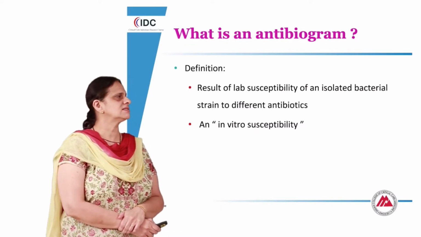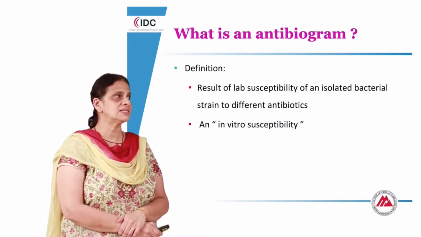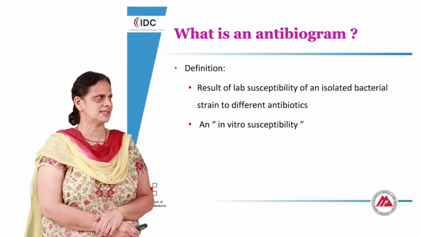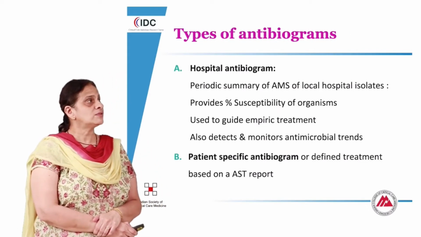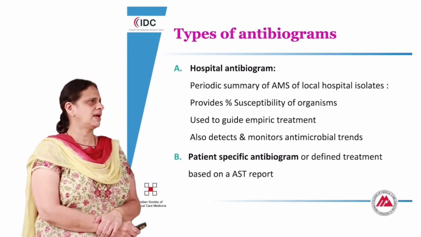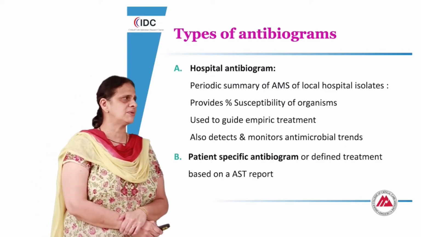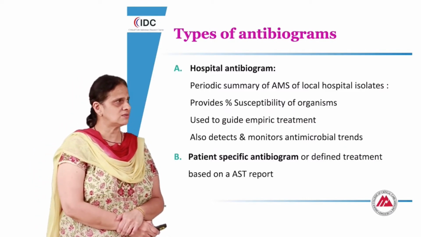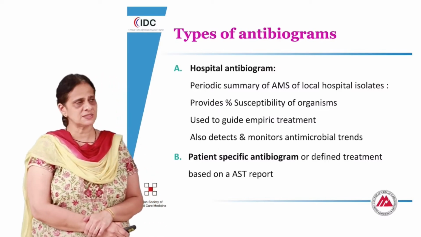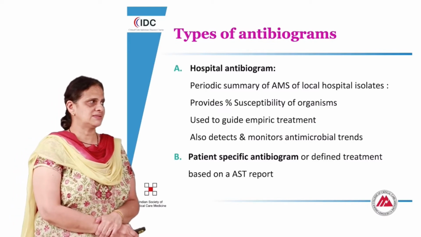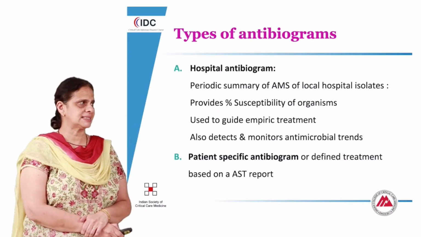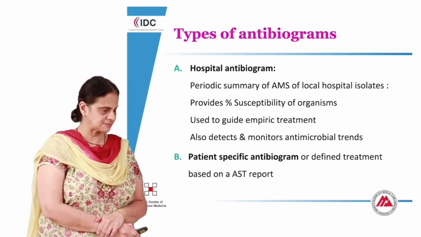By definition, it is a result of lab susceptibility of an isolated bacterial strain to different antibiotics. Essentially, it's an in vitro susceptibility test. You have 2 types: the hospital antibiogram and the patient-specific antibiogram. The hospital antibiogram is a periodic summary of antimicrobial susceptibility of local hospital isolates. It provides percentage susceptibility of organisms. It's used to guide empiric treatment, and that's really the main purpose of it. It is also used to detect and monitor antimicrobial trends.